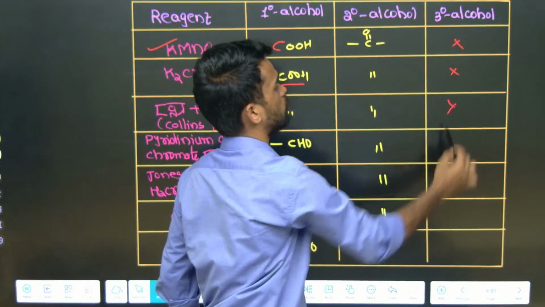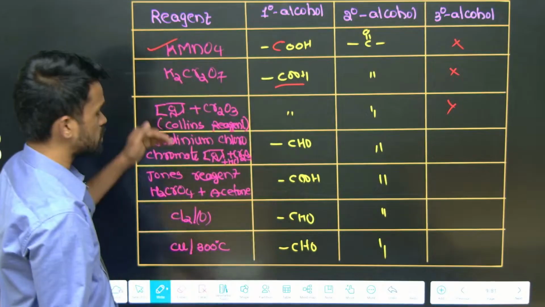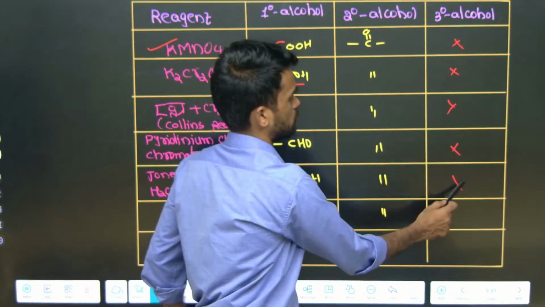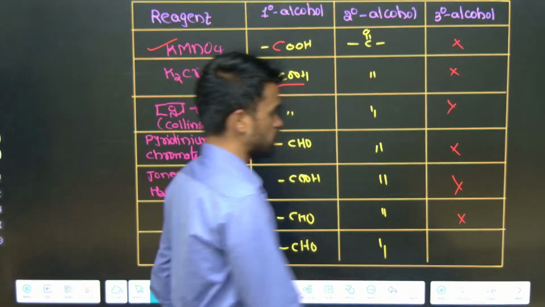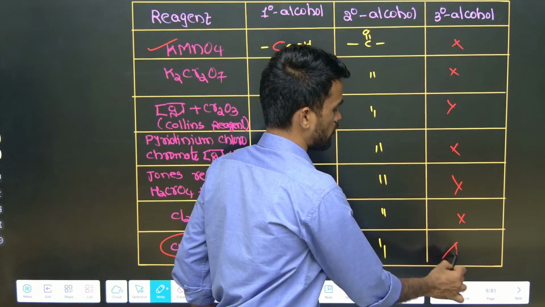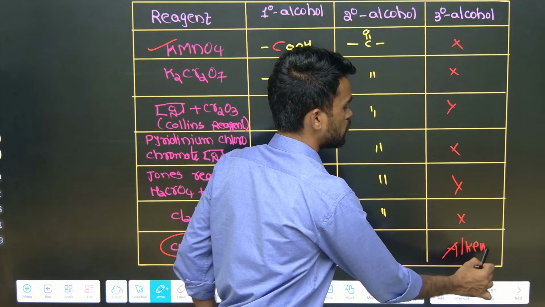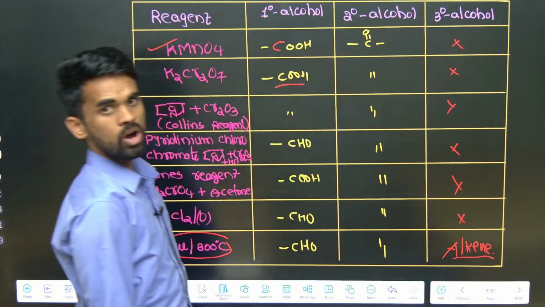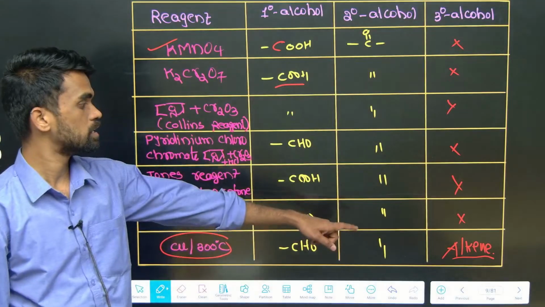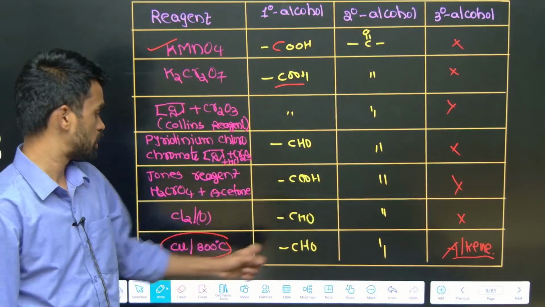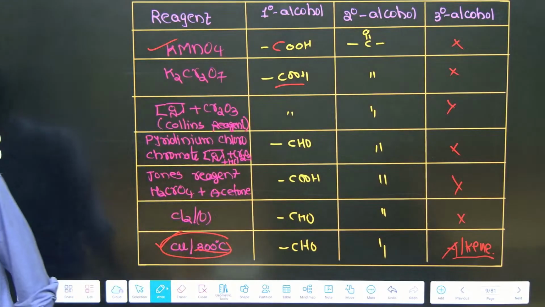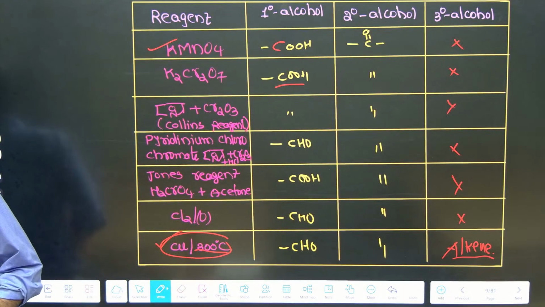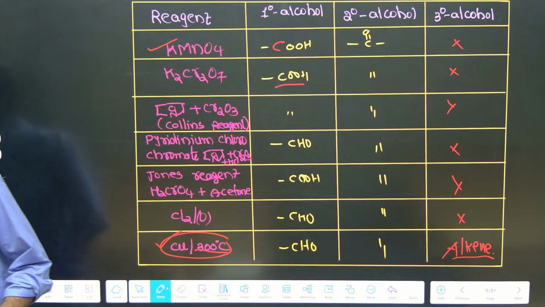Tertiary alcohol will not get oxidized with these oxidizing agents till here. But with copper metal under heating conditions it gives an alkene. Tertiary alcohols convert into alkenes by dehydration using copper metal at 300 degrees Celsius. Okay, right. This is a table. You just take a screenshot of this table. It is really helpful for your preparation.